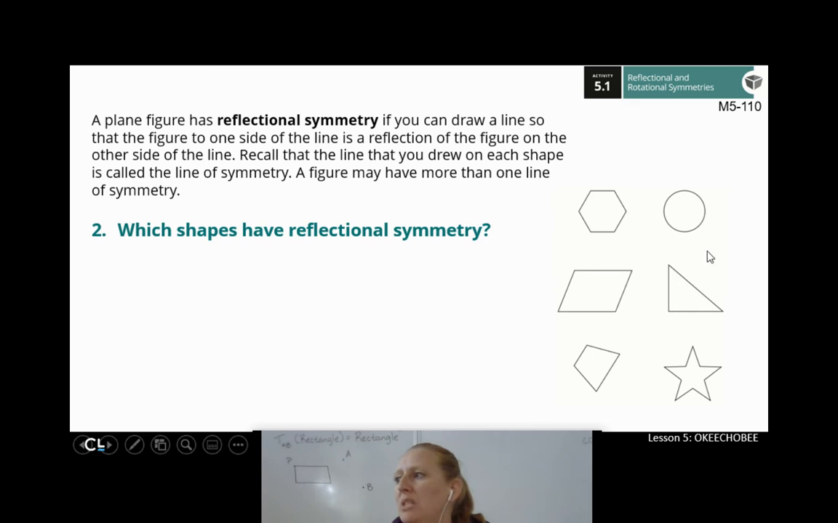Which shapes here have reflectional symmetry? You may want to flip back over to our getting started activity. It'll kind of help you out. So which of these shapes have reflectional symmetry? Hit pause, jot down your thoughts, hit play when you're ready to check your work.